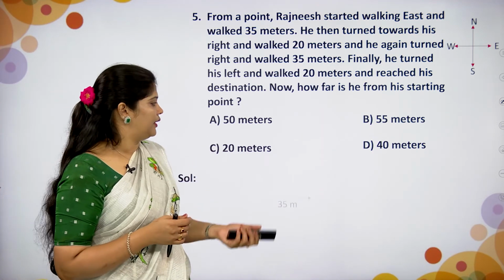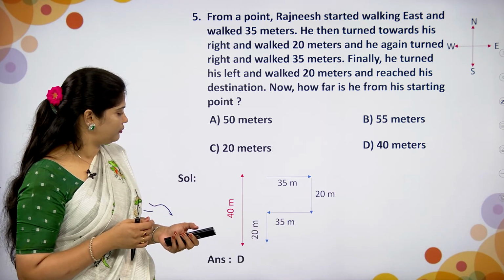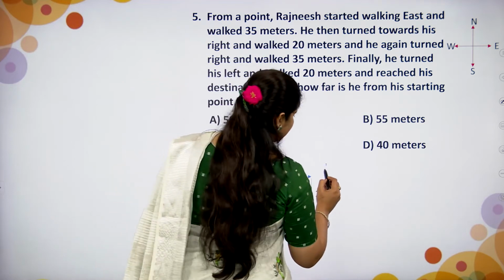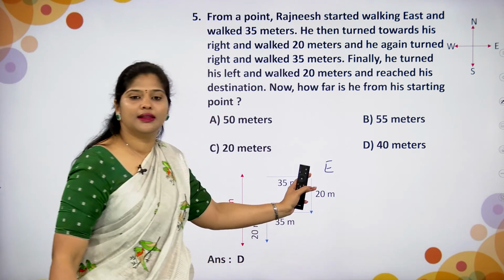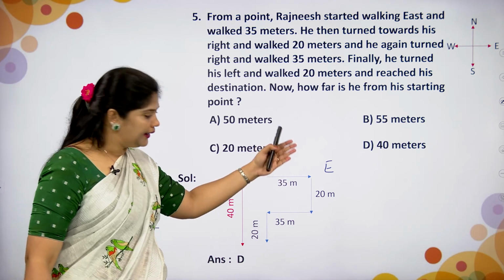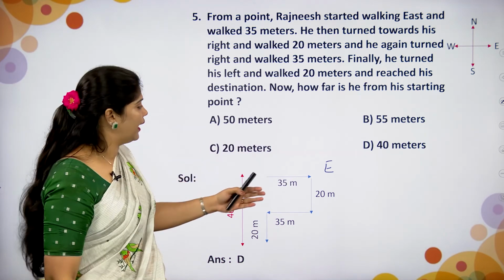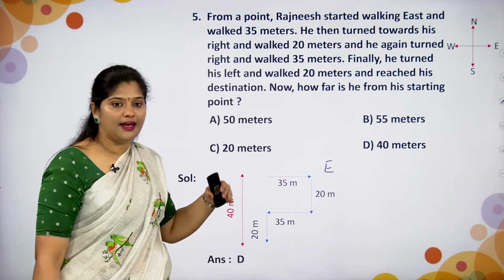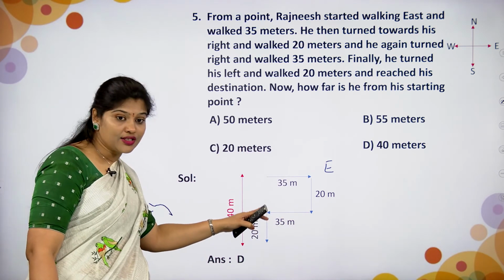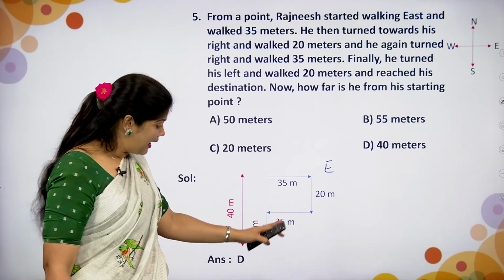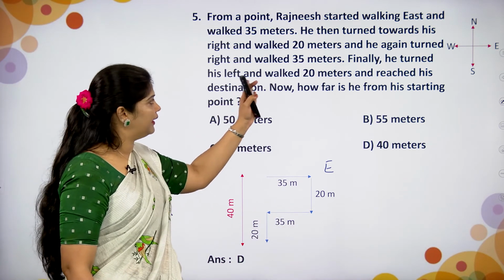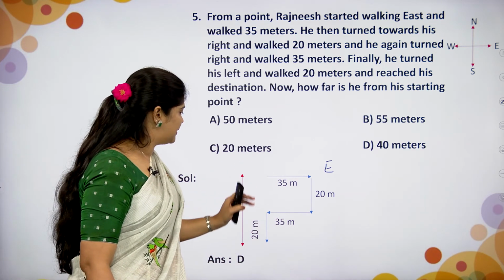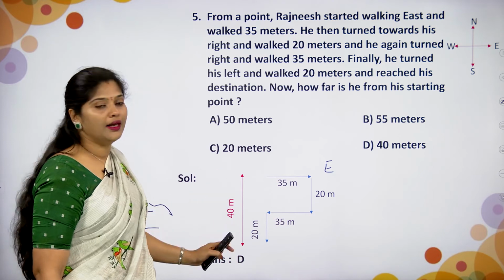Okay, now let's draw the chart. See, children, first the east side. This is the east side. Children, he travelled 35 meters. Again he turned to the right side, so 20 meters. Again he travelled 20 meters and then again he took the right direction, that is 35 meters, and again he turned left. This is 20 meters. How far is his starting point?